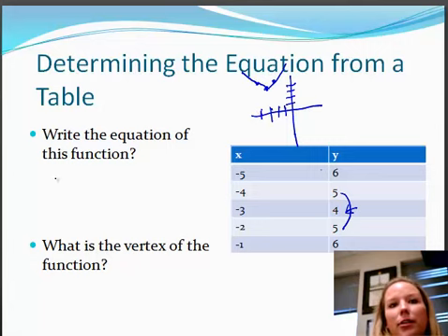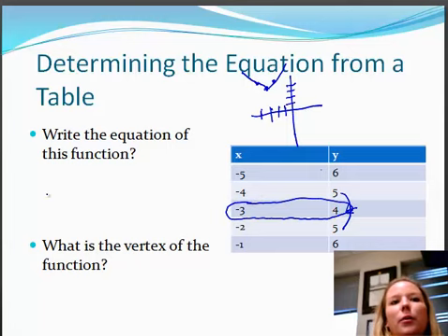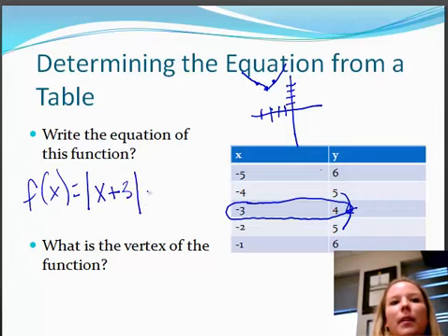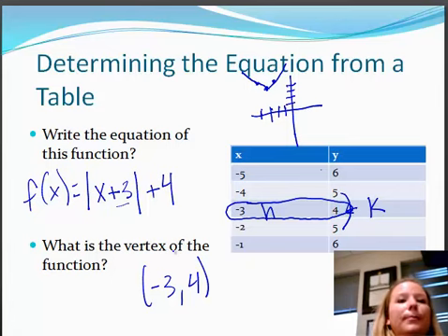So the equation of this function, we know that this middle point where it changes direction in the table is the vertex. So the equation of the function is the absolute value of x minus -3, which becomes plus 3, plus 4. So this is why, again, we remember you change the sign of the h value. So remember that h goes with x, k goes with y. So the vertex of the equation is at (-3, 4). The vertex is where it changes direction.